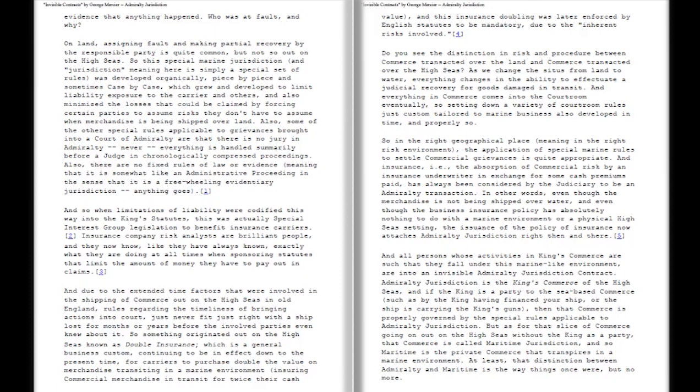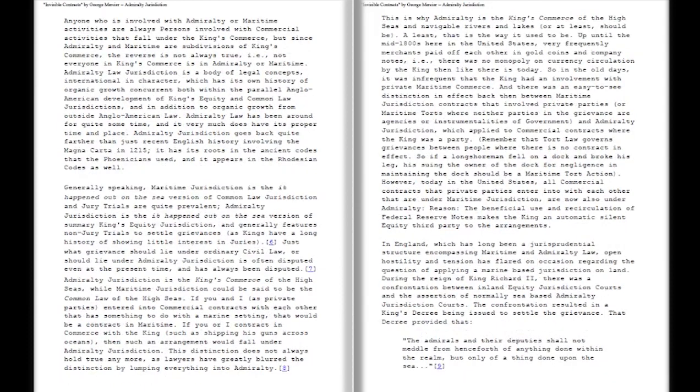5. And all persons whose activities in King's commerce are such that they fall under this marine-like environment are into an invisible admiralty jurisdiction contract. Admiralty jurisdiction is the King's commerce of the high seas, and if the King is a party to the sea-based commerce, such as by the King having financed your ship, or the ship is carrying the King's guns, then that commerce is properly governed by the special rules applicable to admiralty jurisdiction. But as for that slice of commerce going on out on the high seas without the King as a party, that commerce is called maritime jurisdiction, and so maritime is the private commerce that transpires in a marine environment. At least, that distinction between admiralty and maritime is the way things once were, but no more.